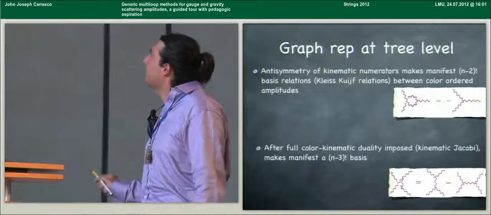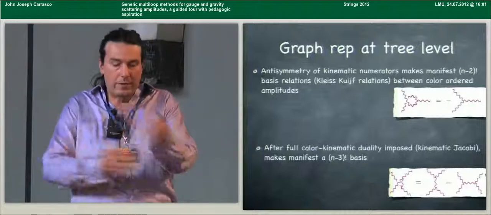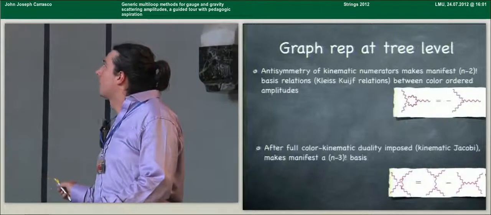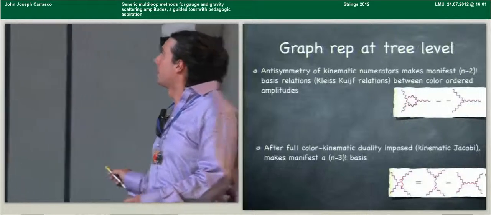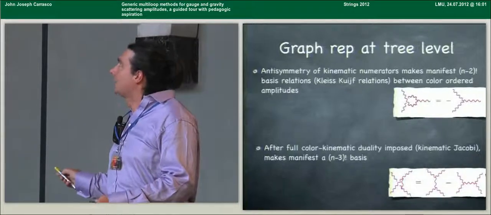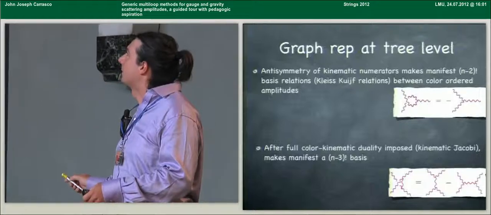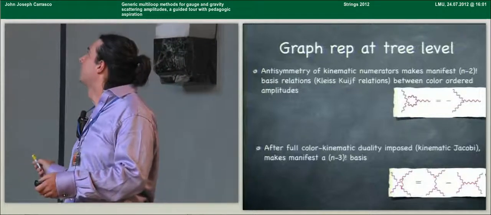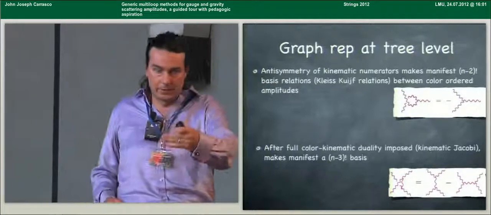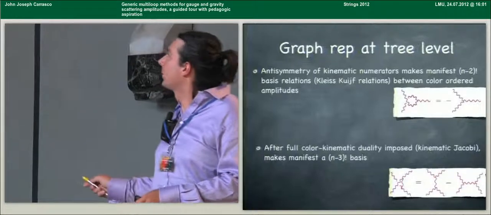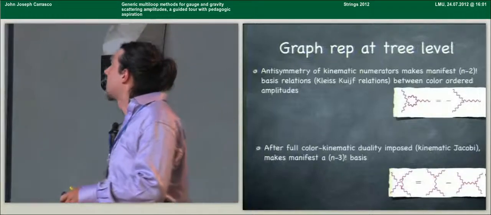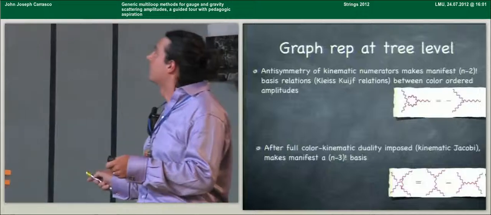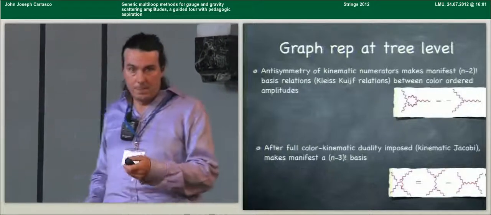So, okay, so far I've talked about rearranging things and getting amplitudes. This actually has consequences. So the original way we were writing numerators, where they manifested antisymmetry, made manifest a certain set of known basis relations in gauge theories at tree level, the Kleiss-Kuijf relations, where there's an (n-2)! basis, (n-2)! independent color-ordered amplitudes. It turns out after you impose color-kinematic duality, it makes manifest the fact that these aren't actually quite independent. They're related. In fact, it's (n-3)! independent.